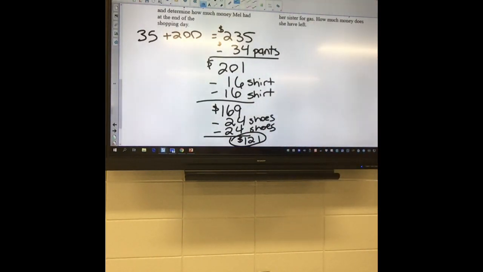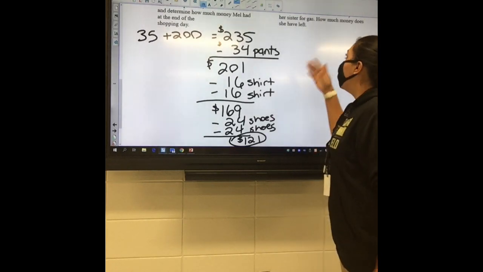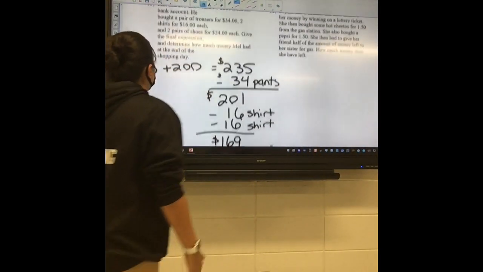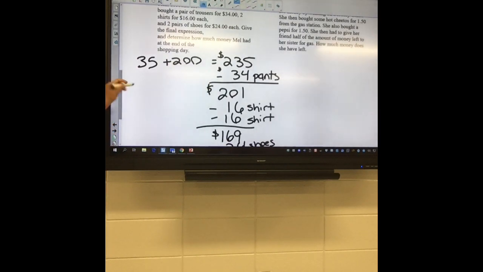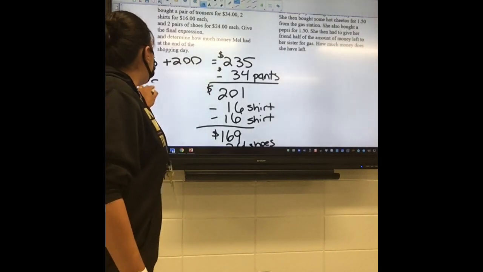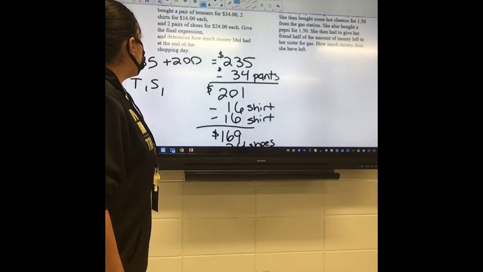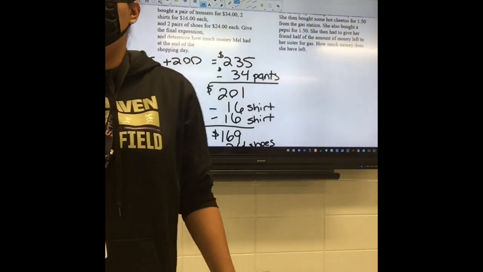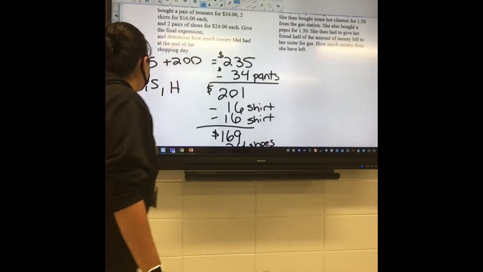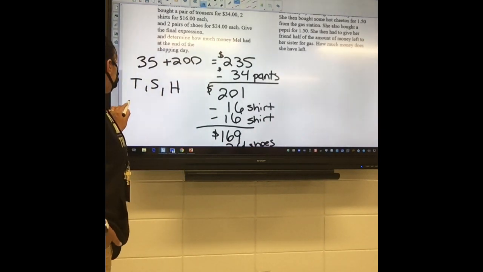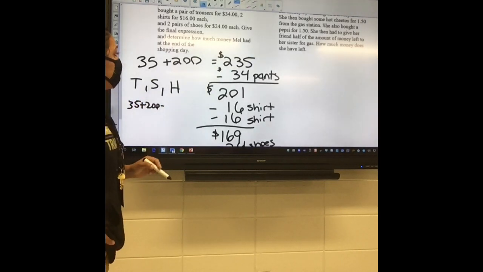Now, writing an expression for that is a little bit trickier. Okay? You guys don't have to do it on the other two, but for this one, I'm going to show you how to do it. So, for trousers, you could name trousers T, right? Can we all agree with that? For shirts, what could we call it? S, okay? For shirts, and what could we call shoes? H, okay? So he had, and I'm running out of room, 35 plus 200 minus, how many trousers did he buy?